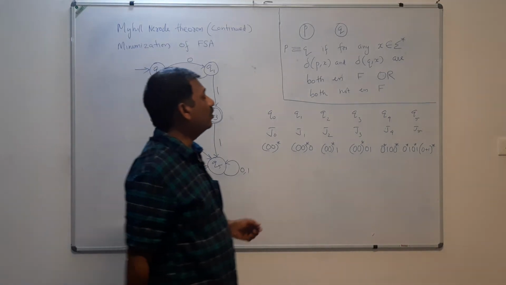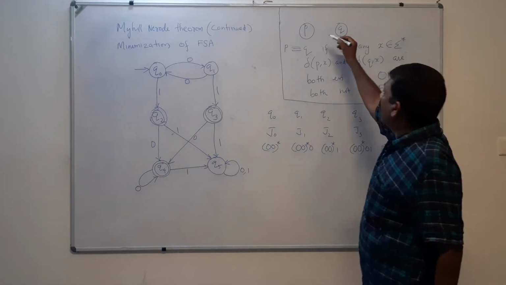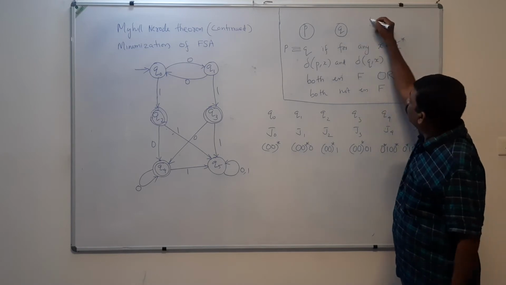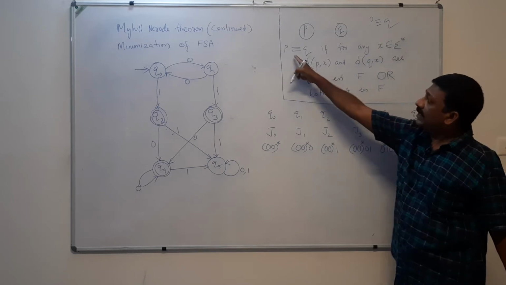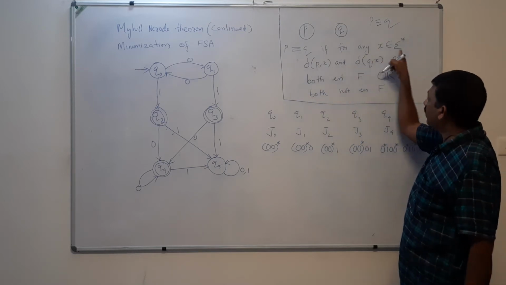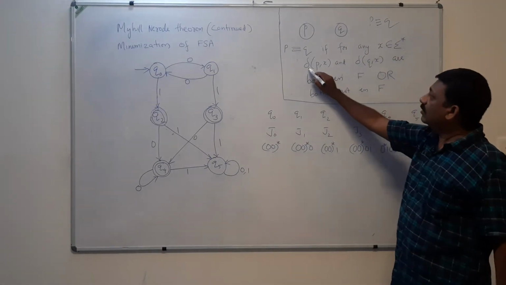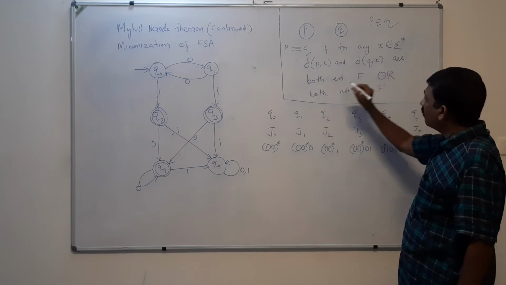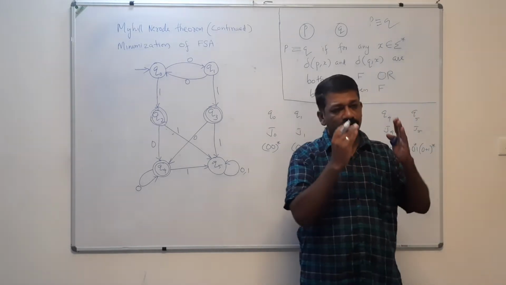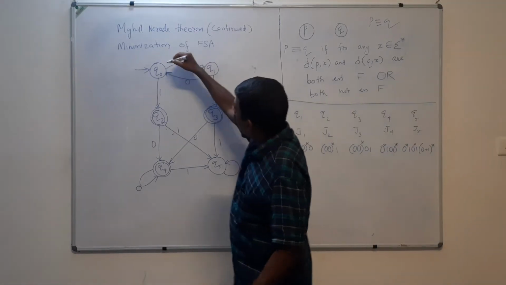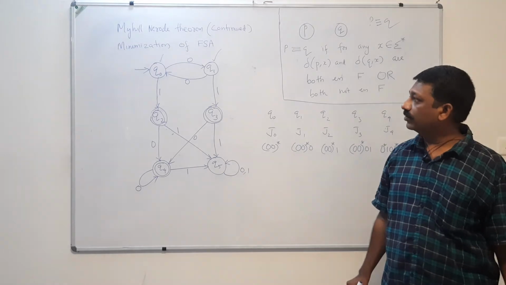So before going into the details of this, now we have to find equivalent states. If two states P and Q are equivalent, we write it as P is equivalent to Q. P is equivalent to Q if for any x element of sigma star, delta of P of x and delta of Q of x are both in final state or both not in final state. Okay, that means suppose that I am going to check whether Q0 and Q1 are equivalent.